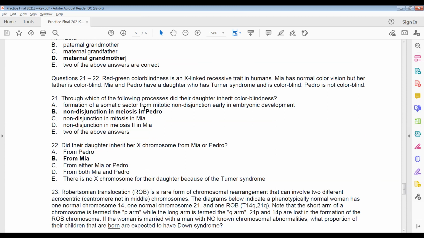Red-green color blindness is an X-linked recessive trait. Mia has normal color vision, but her father is an affected individual. Because this is X-linked, there's only one copy on the X chromosome. Her father is XY, which means on her father's X chromosome, there's a recessive allele.